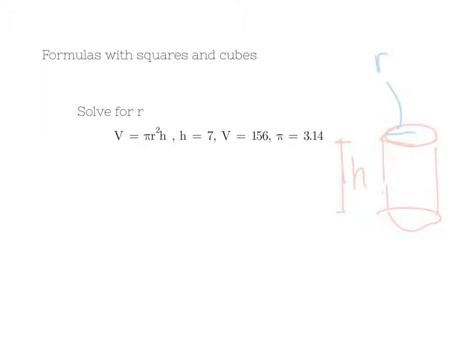But this particular question is telling us that the volume is 156 units. We're not sure what they are. So the volume is 156. That's how much it can hold. The height of this thing is 7. And the question is asking you to solve for r, to isolate r, get it by itself, given these values.